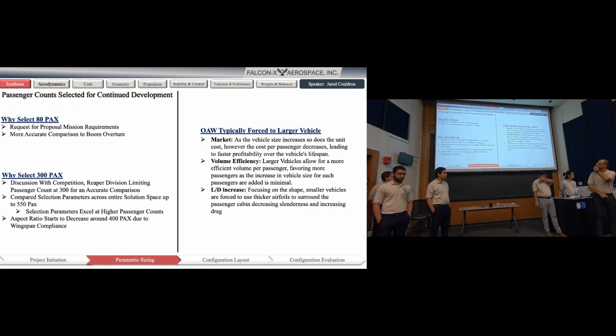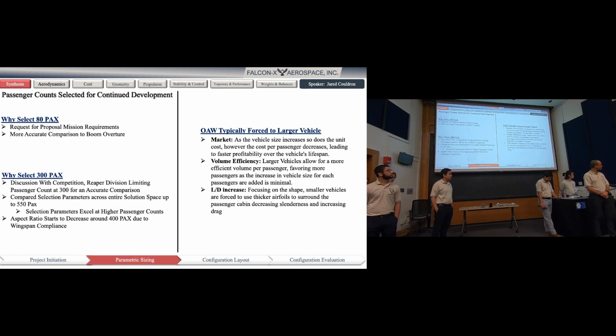Why select 80 packs? Well, we had to. It really wasn't good for our design, and it creates the accurate comparison with the Overture. And the 300 passengers, we also talked to the other team. They didn't want to go past 300, but more of our ideal passenger counts would be a little bit higher. The oblique all-wing benefits as you increase in passengers. Next.